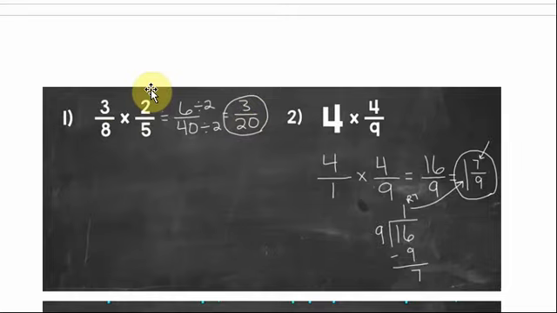Here you get 1. So 1 into 3 is 3. You can directly write 3 over 20. Otherwise you can multiply the upper portion separately: 3 into 2 is 6, 8 into 5 is 40. Then you can simplify. Now both the numbers 6 and 40 are divisible by 2. So you divide by 2, you get 3 here, then divide by 2, you get 20.